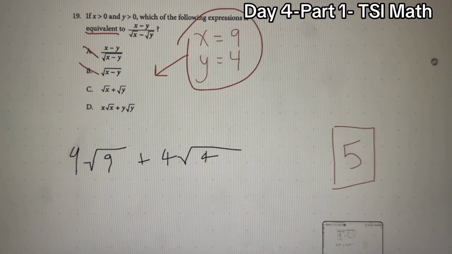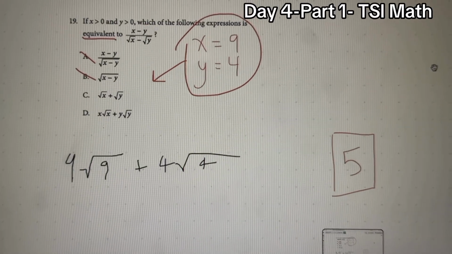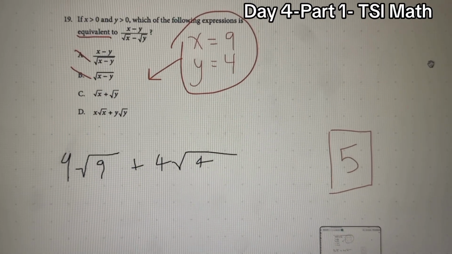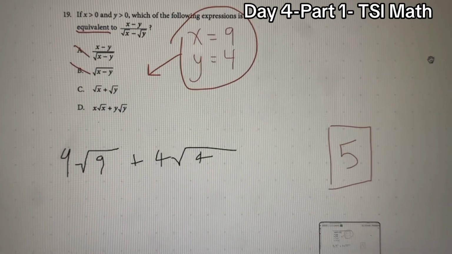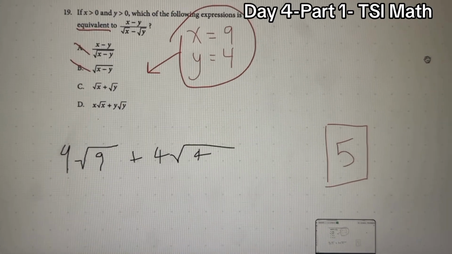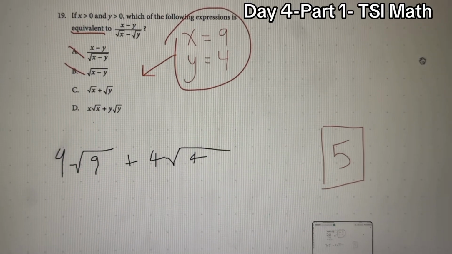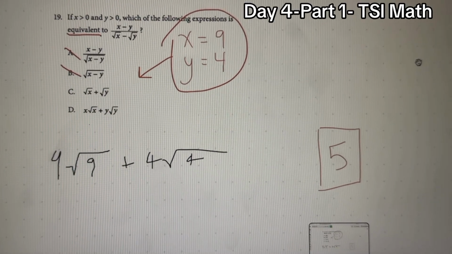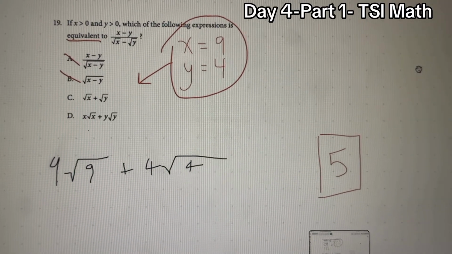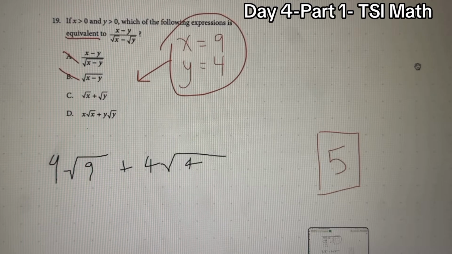Now again, let's stop here and not worry about the calculation. Let's just use some basic logic. Is that going to give you 5? No, there's no way, right? Because the square root of 9 is 3 and the square root of 4 is 2, so 9 plus 4 is going to be 13.